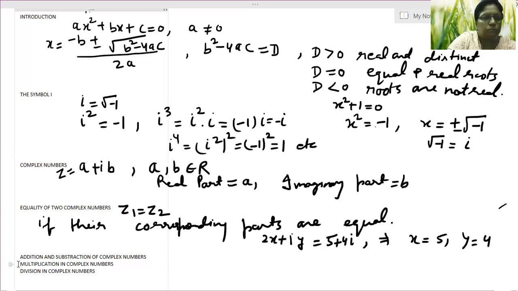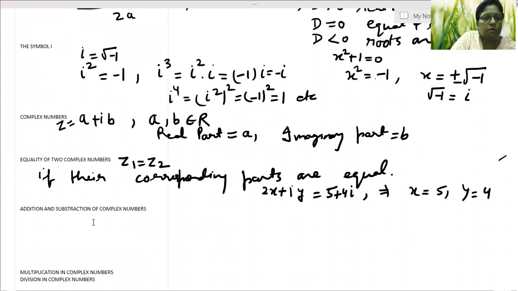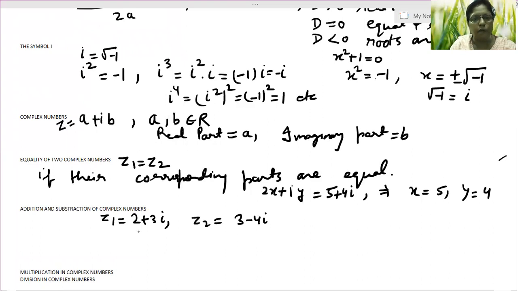Now we will come to the next. We can understand how to add or subtract complex numbers. Let we have two complex numbers, z1 is equal to 2 plus 3i and z2 is equal to 3 minus 4i, and we are going to add or subtract these numbers. So now write z1 plus z2. So 2 plus 3i and 3 minus 4i.